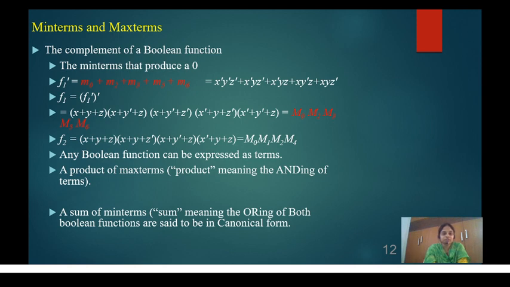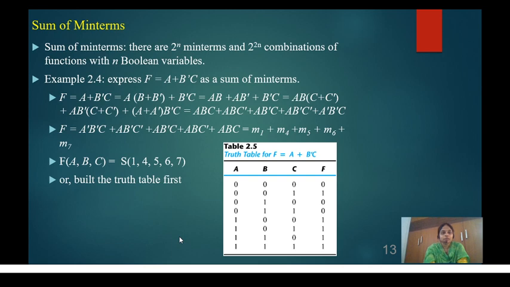Any Boolean function can be expressed as a sum of min terms or a product of max terms, which we already discussed. Product means AND, that is, the AND operation is performed on the literals or variables, whereas sum of min terms means you perform the OR operation on the min terms. In a sum of min terms, there are 2 power n min terms, and 2 power 2 power n combinations of functions with n Boolean variables.